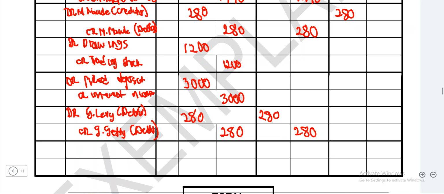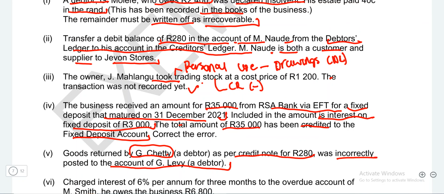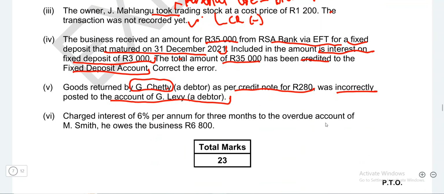Okay, and then next we have, I think, the last transaction. They're saying that we charged interest of 6% per annum for 3 months. If you look, this is similar to the activities that we were doing in the classroom, but this is in the exam. So you need to make sure, guys, that you get such questions. You need to make sure that you capitalize on such transactions.